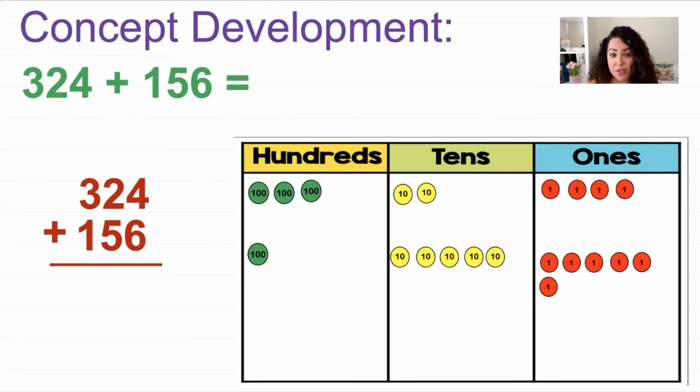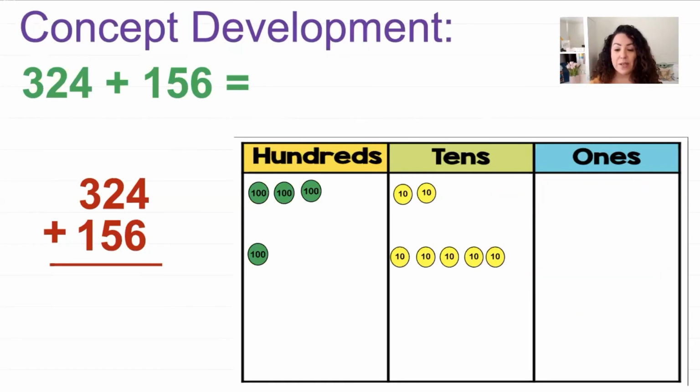Now let's focus on that ones place. I have 4 ones plus 6 ones, and that equals 10 ones. So when I have a group of 10, I've got to circle them, and I've got to make my 10 littles into a big. So here's my big. I have another 10. So how many ones do I have left? I have 0 ones left.